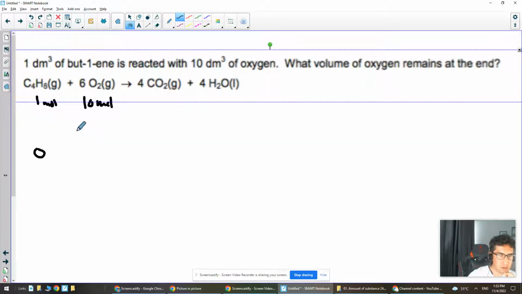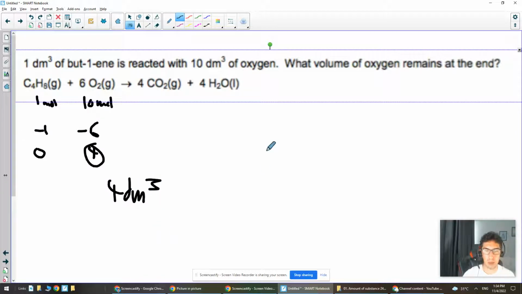So we'll go down to 0. 6 of this will get used up, so this will be -6. So we'll be left over with 4 moles. Okay, and in this situation, because it's directly proportional to volume, that would be 4 dm cubed of oxygen left over.